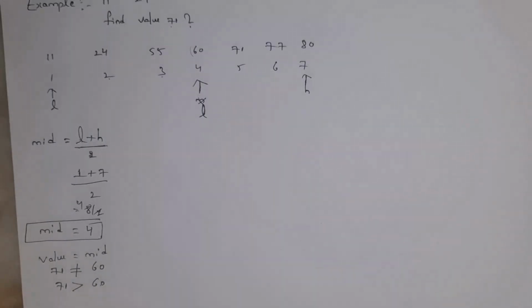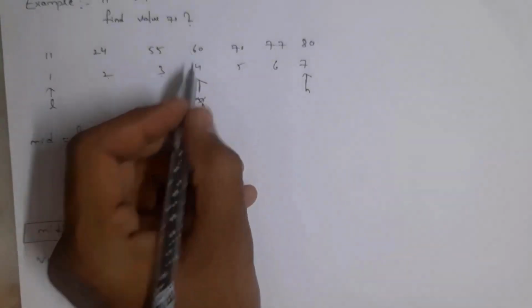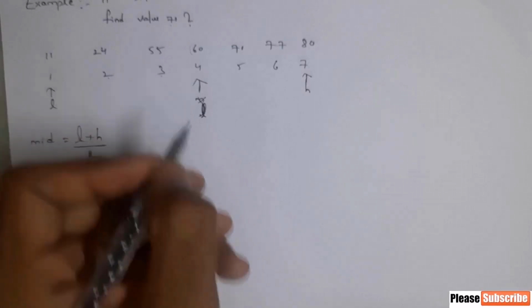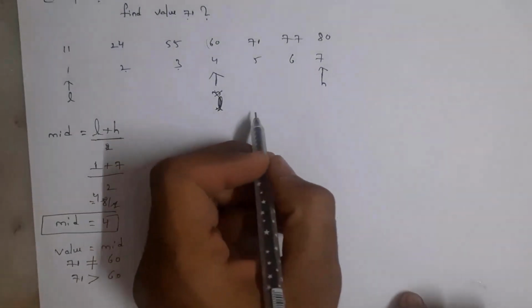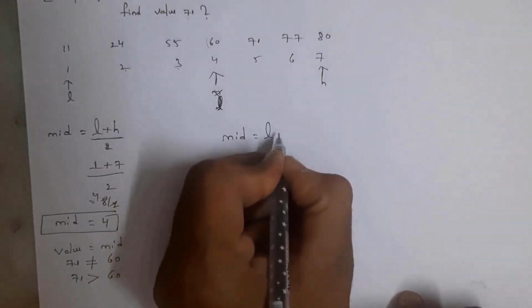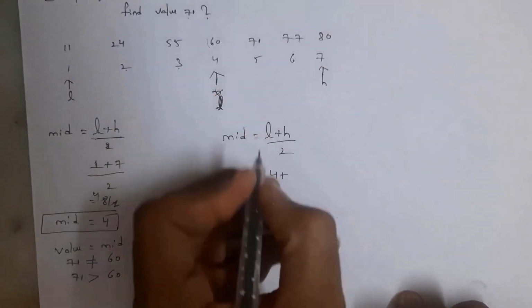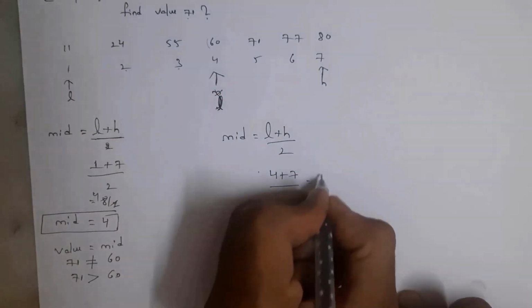Elements are already arranged in sorted format. So 60 is the smaller element now, so we need to convert it into the lower element. Convert this 60 as the lower element. Again we need to find mid. The value of mid is lower element plus higher element by 2. Lower element is 4 plus higher element is 7 by 2. That is 11 by 2.